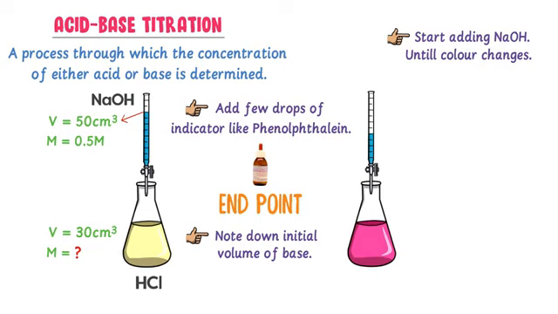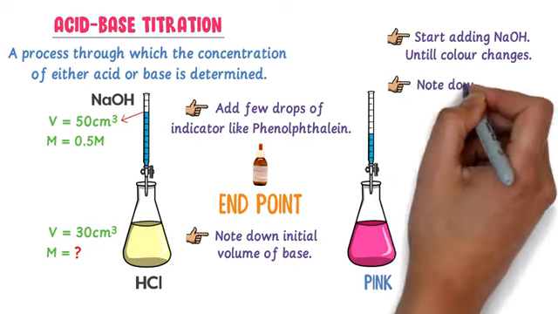For example, when we add sodium hydroxide to the HCl, they will react together and the color of the indicator would change from colorless to deep pink. This color change indicates the end point or completion of the acid-base reaction, and we would stop further addition of titrant sodium hydroxide to the acid HCl.